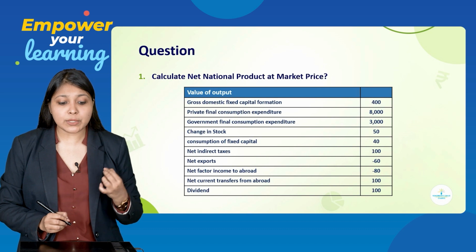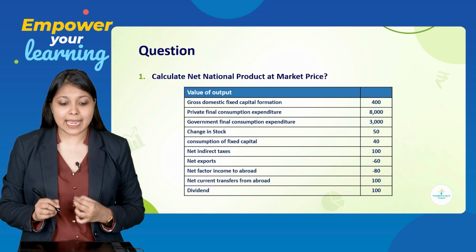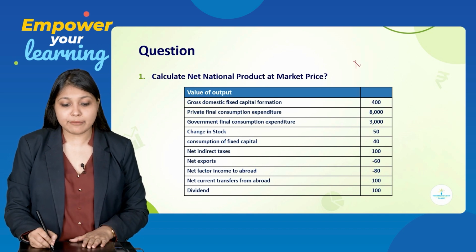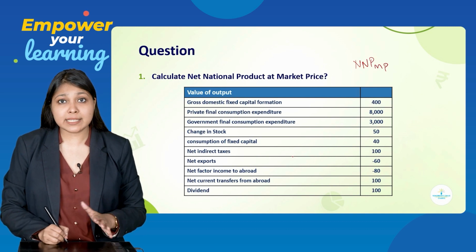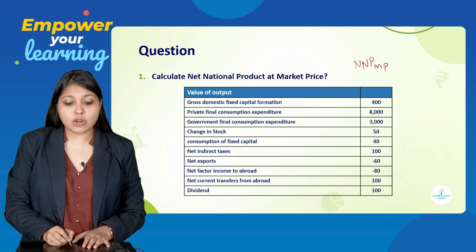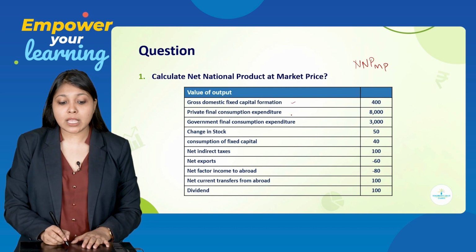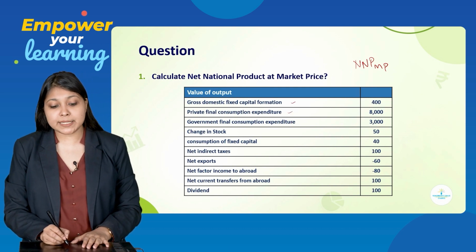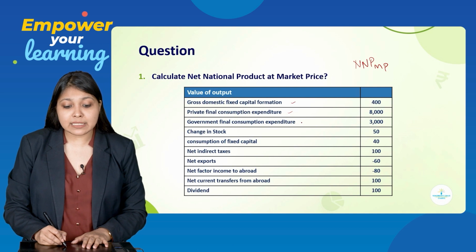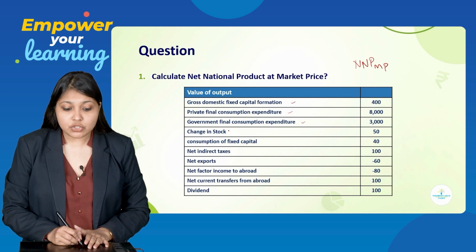First, calculate net national product at market price. That means you have to calculate NNP at MP. What all things are given to us? Gross domestic fixed capital formation, private final consumption expenditure, government final consumption expenditure, change in stock.